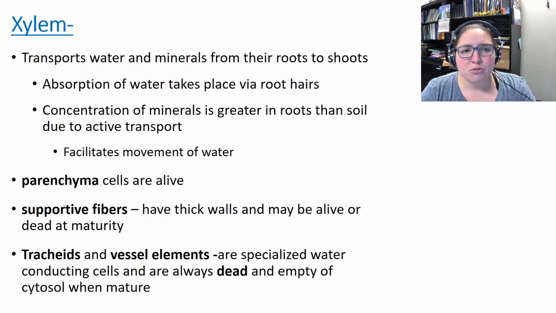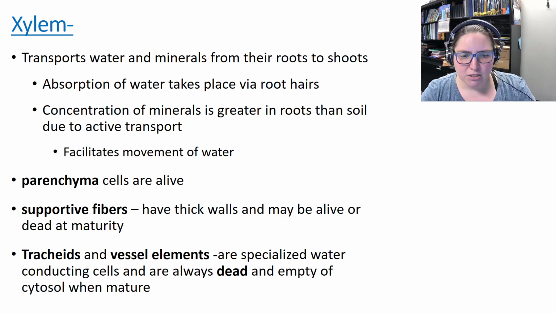So the xylem transports water and minerals from roots to shoots in the plant. The absorption of water at the roots takes place at the root hairs, and the concentration of minerals is greater in the roots than the soil due to active transport. So this facilitates the movement of water into the roots. There's parenchyma cells that are alive. There's supportive fibers that have thick walls and may either be alive or dead at maturity.